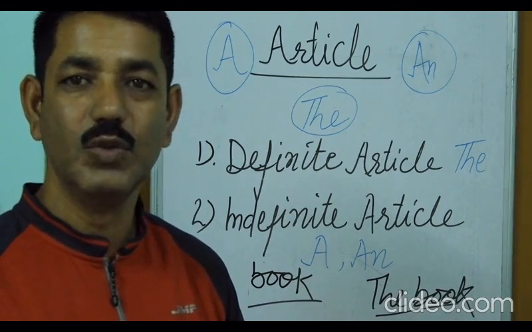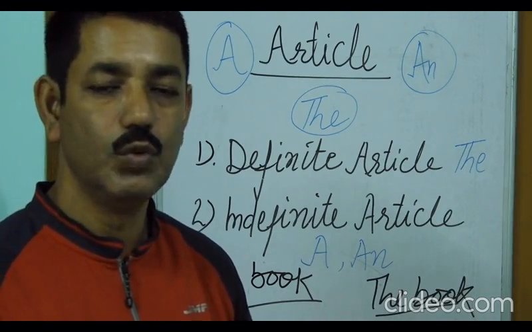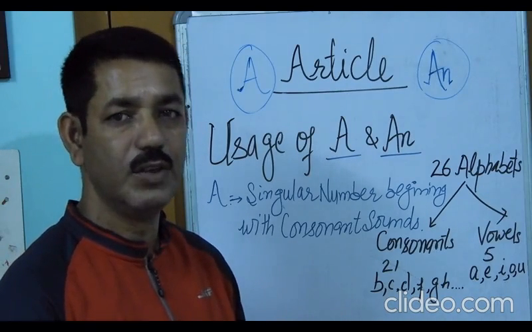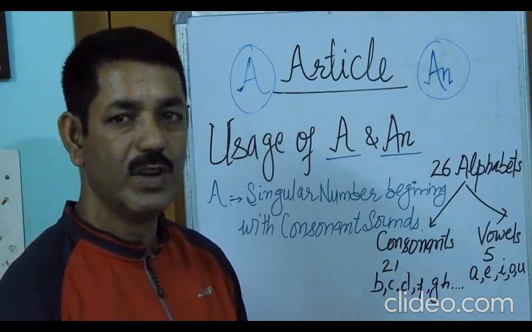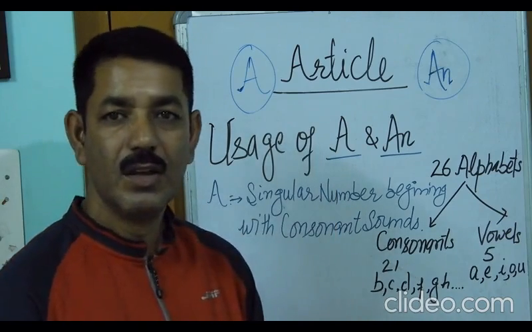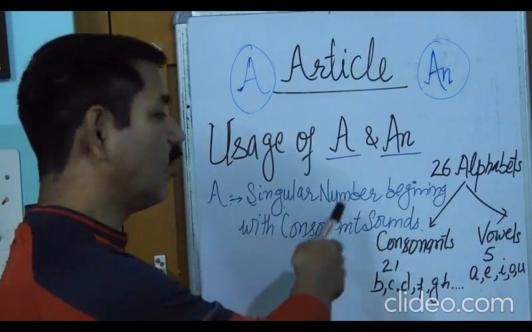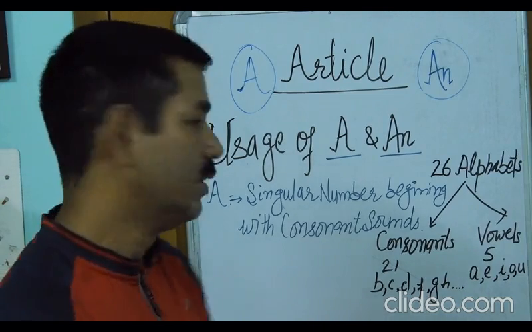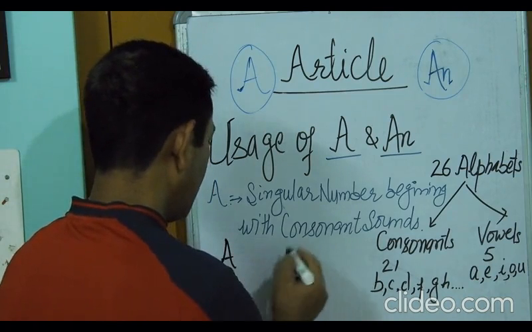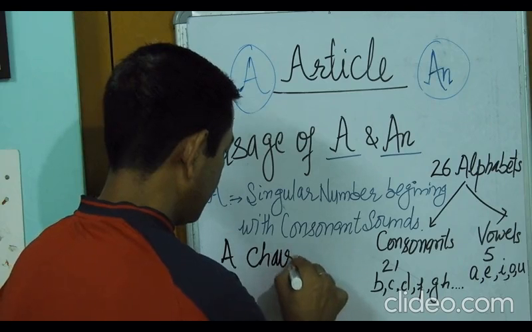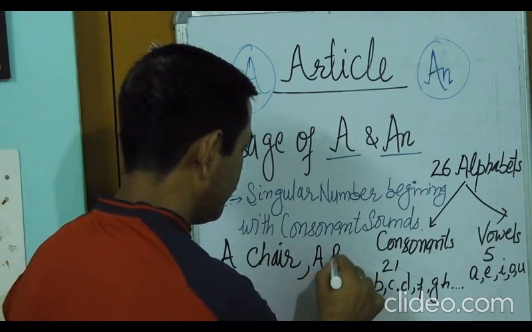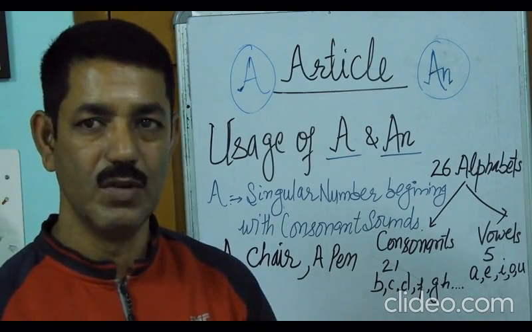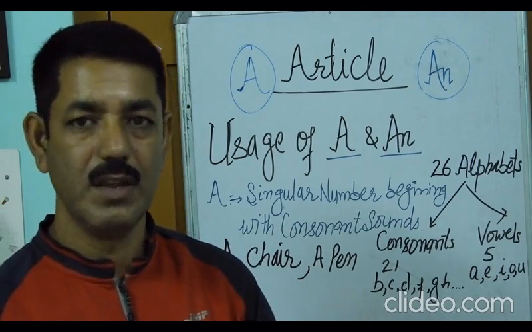Now we will come to the usage of articles. How we use them, where we use them and in what manner. Now we will discuss the usage of an and a. Firstly, usage of a. We use a with singular nouns beginning with consonant sounds. I said consonant sounds, such as a chair, a pen, or anything that begins with a consonant sound. Before that word we use a.